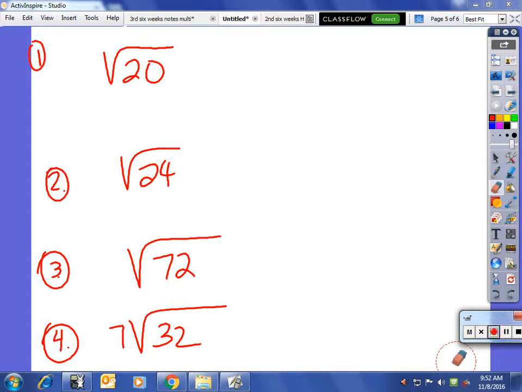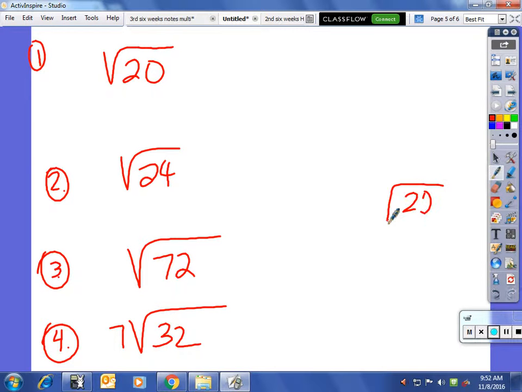What you're doing is searching for any perfect square factors that are hiding in there, because you want to take the square root of them if you can. One way to find all the perfect squares is to break it down into its prime factors.